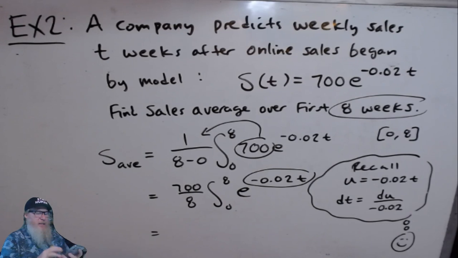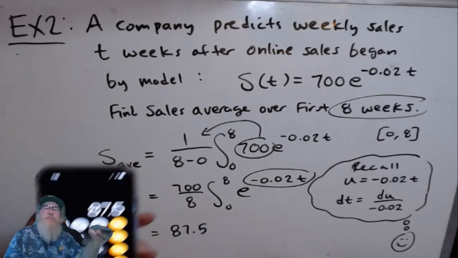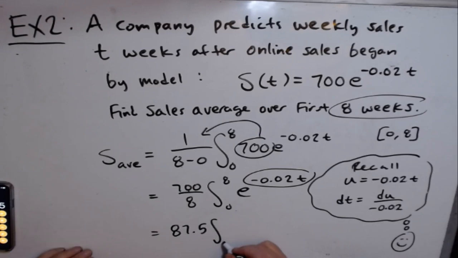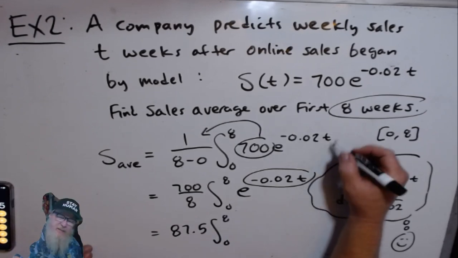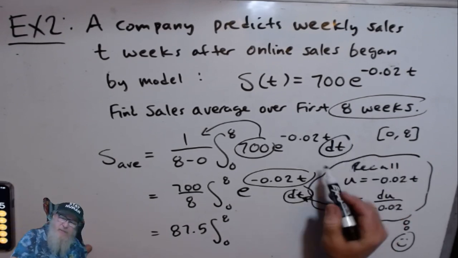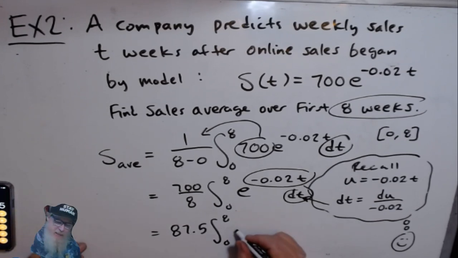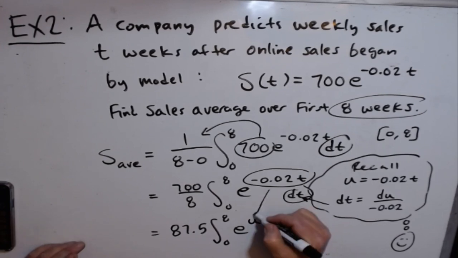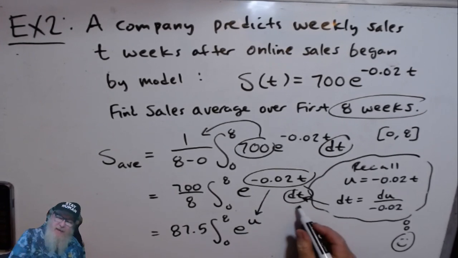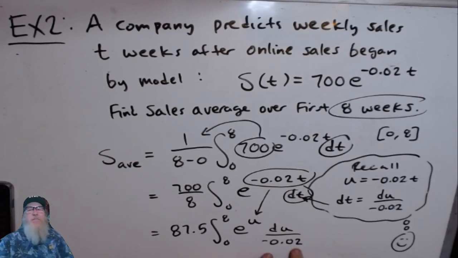Let's see if 700 is nicely divisible by 8. Not too bad. 87.5. That's nice. All right. Oh, dt. Almost forgot my dt. If you do forget your dt, when you get to this substituting step, you're going to need it. So that'll give you a chance to go back and pick it up. So the exponent becomes u, and then the dt becomes du over negative 0.02. And you might notice a very similar pattern to what happened last time.